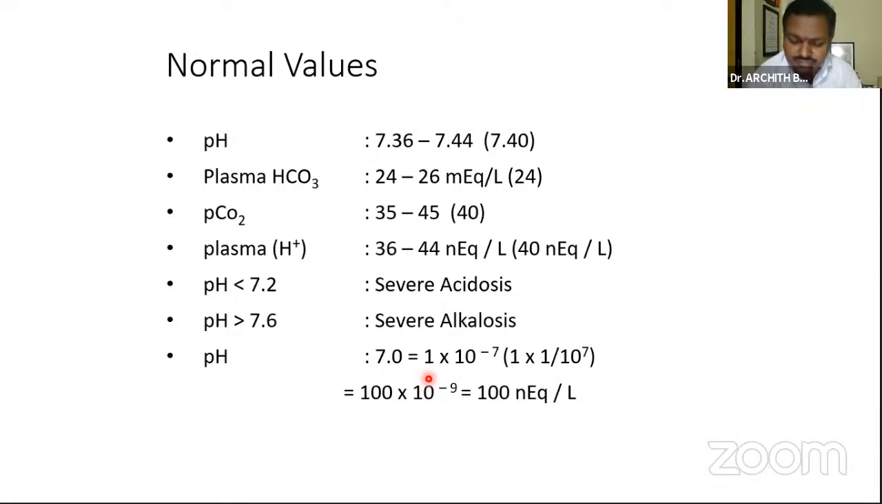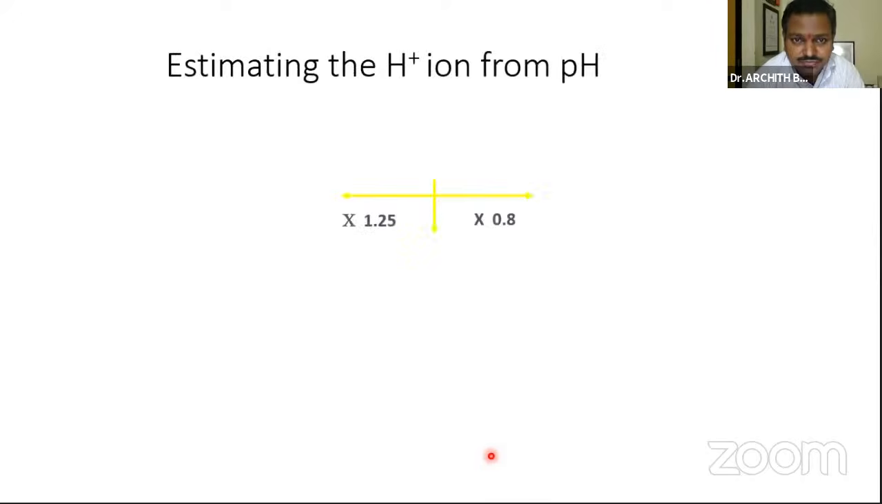That means the compensatory mechanisms are not acting or have failed to act. That's when the severity would come. A patient with severe acidosis would require hemodialysis or something, and alkalosis possibly would require ventilation. So these are the important basic terminologies that you have to remember.